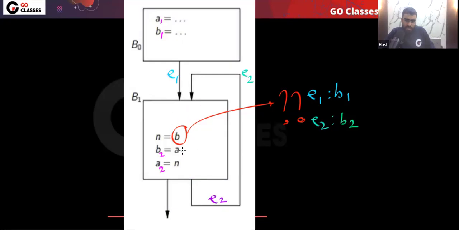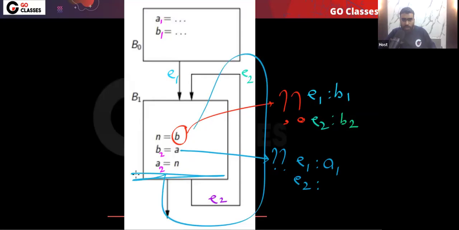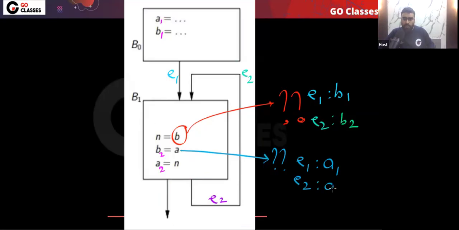Understood? Okay, what about this A? If you are coming by E1, what should be this value? If I am coming by E1, then this A should be A1. And if I am coming by E2, then this value should be A2. Agree or not? What about this N? Is there any problem with N? There is no problem, right? This always will be N.